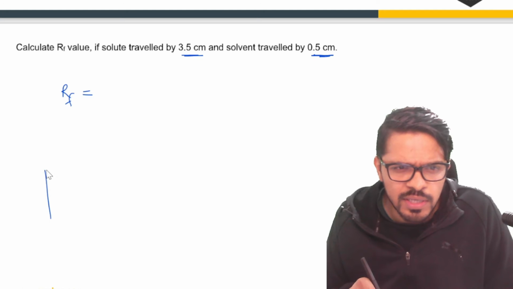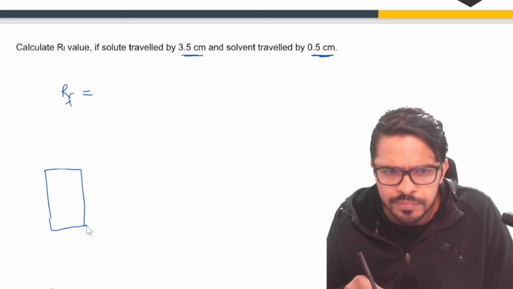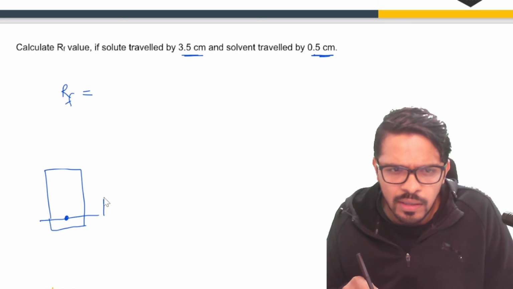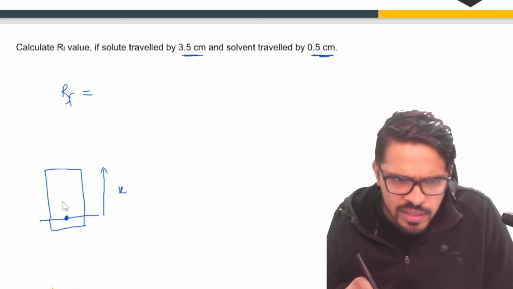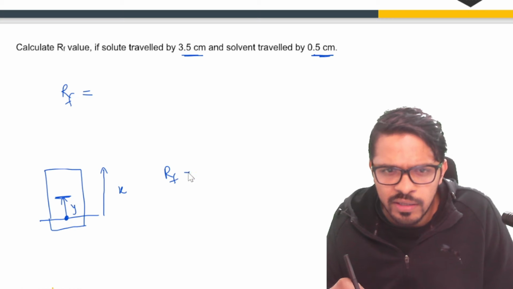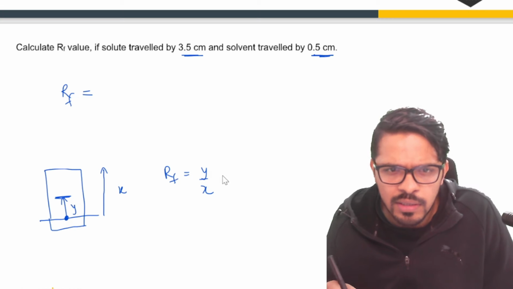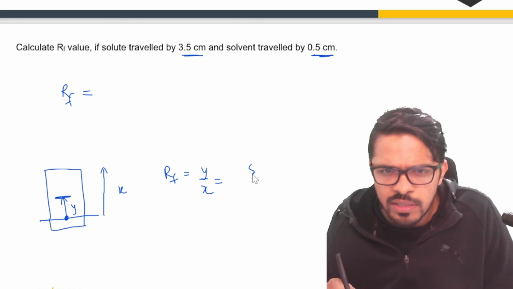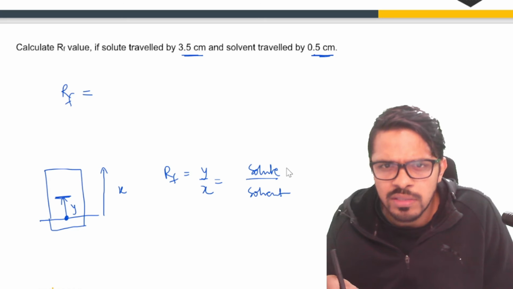What actually happens in a TLC? We start from this point. We see the solvent travels a lot of distance. Let us say that distance is X. The solute travels a distance of Y. So the Rf factor is Y by X. This is basically the distance traveled by the solute divided by the distance traveled by the solvent.